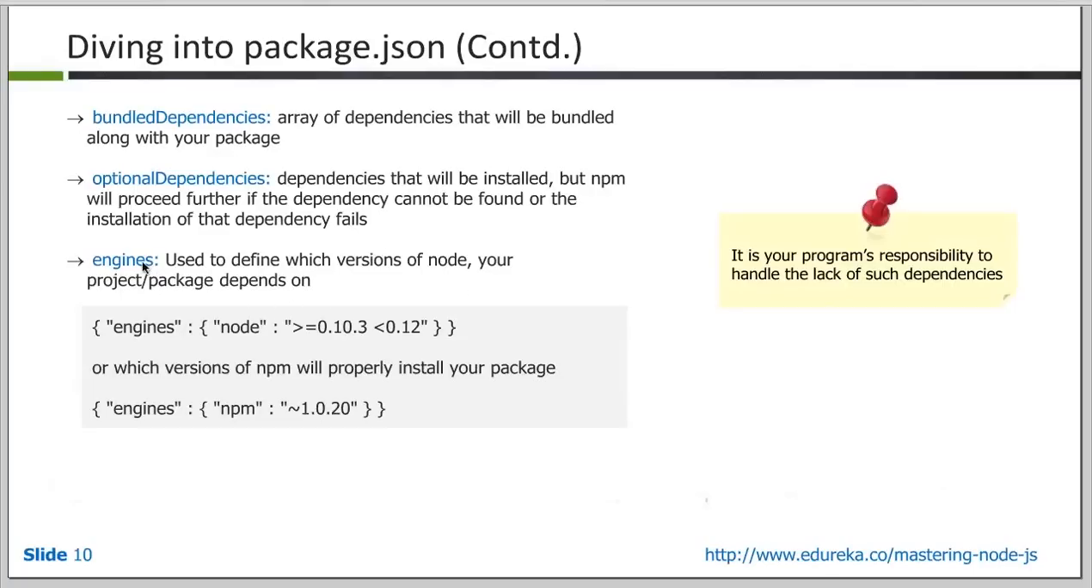Next, there's another property called engine. So you can provide which version of Node and which version of NPM is needed for the module to run. It is kind of mentioning the version of your runtime. So you say I want Java 5, Java 6, Java 7, Java 8. Similarly, you can mention the version of Node.js and the version of NPM needed for your project to run.